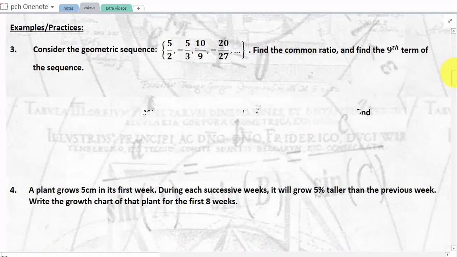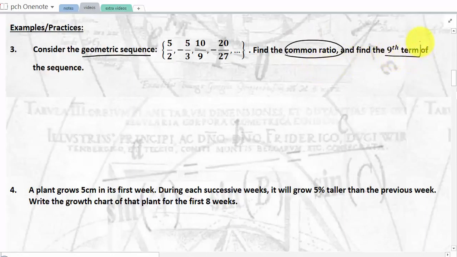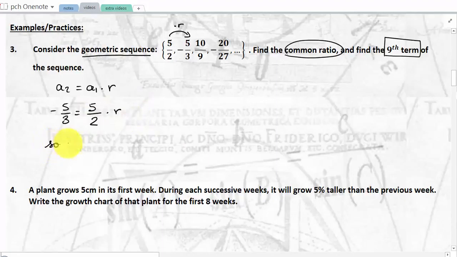Example number 3. Here I'm telling you this is a geometric sequence. I'm asking you to find the common ratio and the 9th term of the sequence. So how will you find the common ratio? What's going on between two consecutive terms? You multiply by the ratio. So A2 equals A1 times R. A2 is -5/3. -5/3 equals A1, which is 5/2 times R. Therefore, you solve this equation for R and you would find -2/3. So R is -2/3.